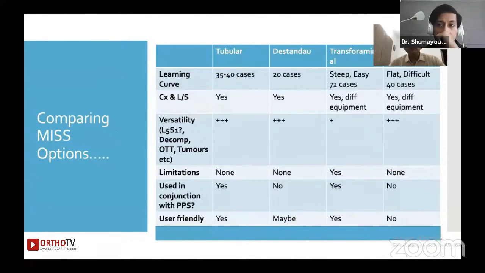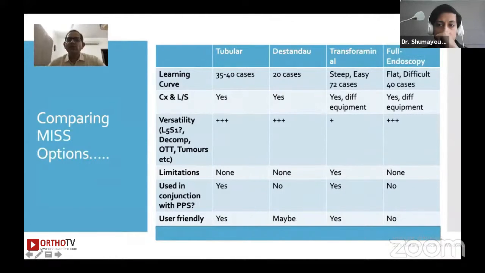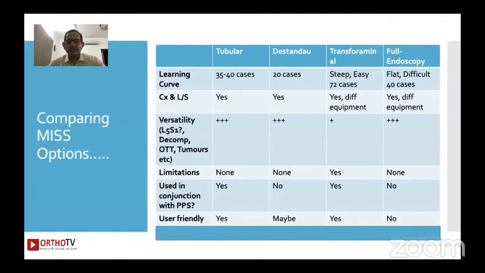Now, if you compare the four options, the tubular variety, the Destandau, along with the transforaminal and full endoscopy, all these systems have a learning curve which may range from 20 to 40 cases. The transforaminal has a slightly steeper curve, but is easier to master as compared to the full endoscopy technique. The application of all four of these systems is possible in the cervical spine.